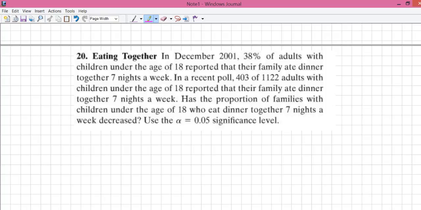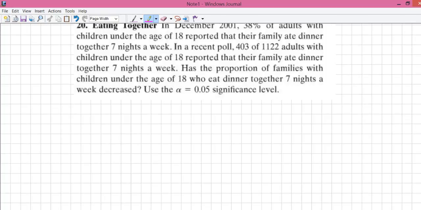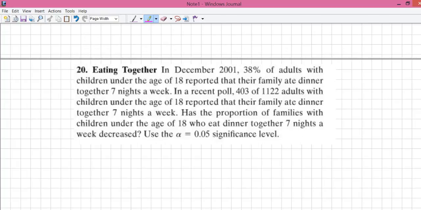This problem right here is a hypothesis testing, and I will be talking here about proportion. Okay, so let's see what's going on. We have that in December 2011, the statistics that was collected for adults with children under the age of 18, it was 38% of adults said that they have family dinner 7 nights a week. So this is the statement that's accepted to be true. That's your true statement. That's the information that's been collected, and we take it as a default statement.